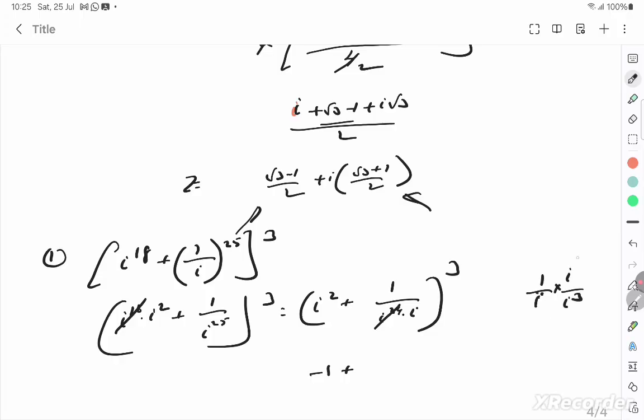Multiply and divide by i to the power 3. So this becomes i to the power 4, which is 1. i cube is minus i. So you get minus 1 minus i the whole cube.